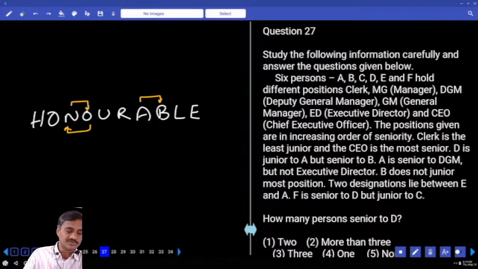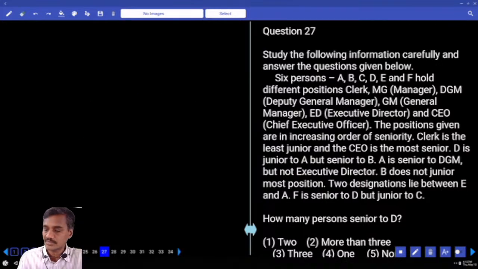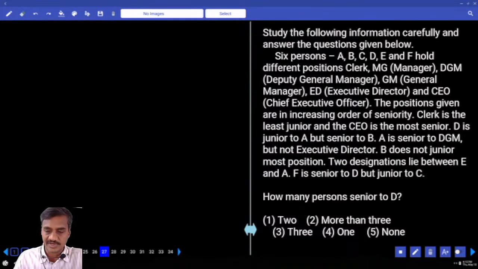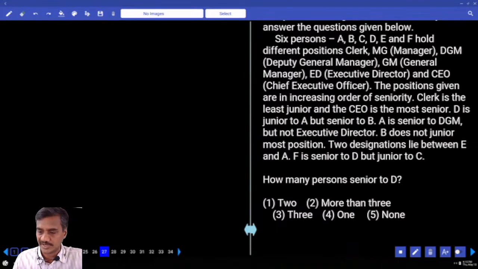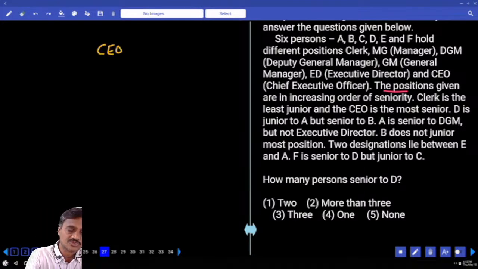Then 27 onwards. Now 27 to 30 is based on designations. And whenever designations are given, first we need to write down all the designations in hierarchical order. The positions given are in increasing order of seniority. Clerk is the most junior and CEO is the most senior. Now let us start with the CEO.